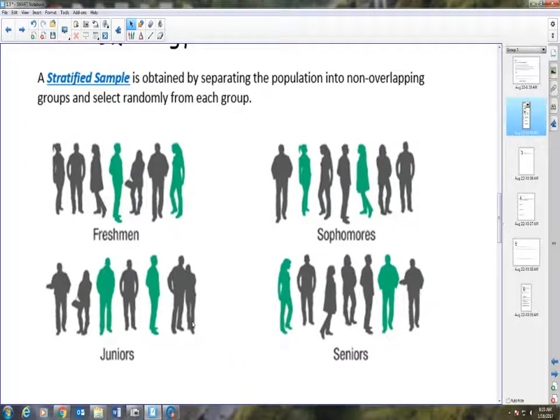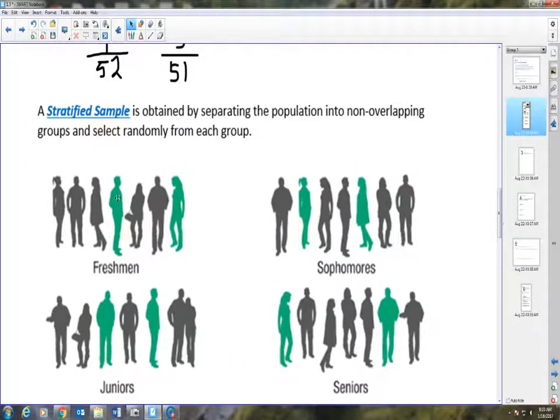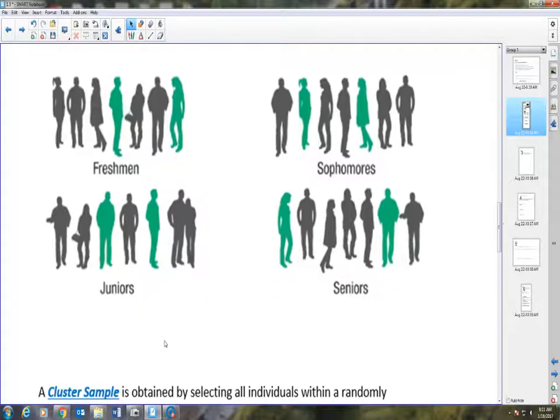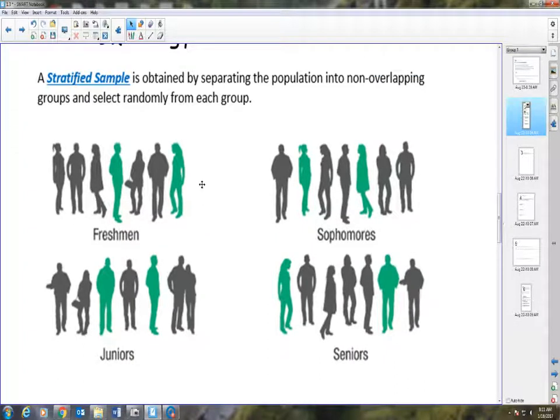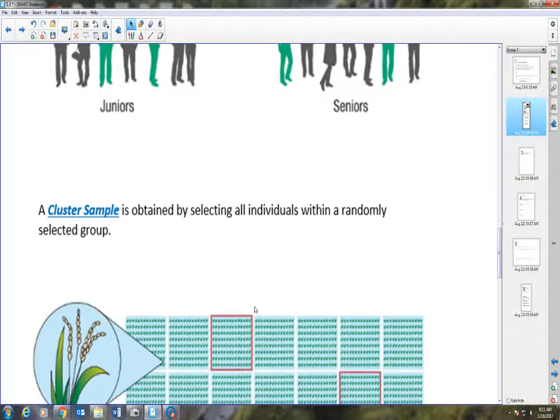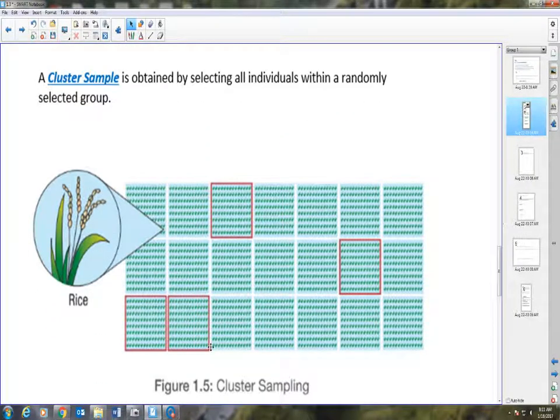Versus stratified, which will be randomly selecting individuals from every group. But I'm not asking everybody in the group. If I sample everybody within the group, that will be the cluster. That's the difference between the two.